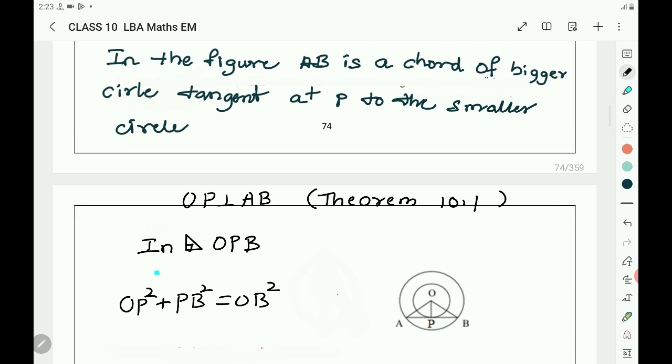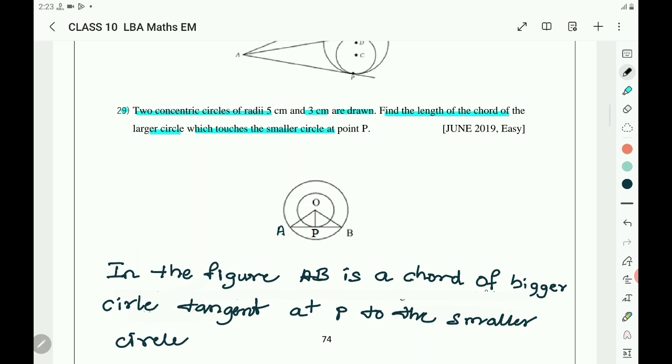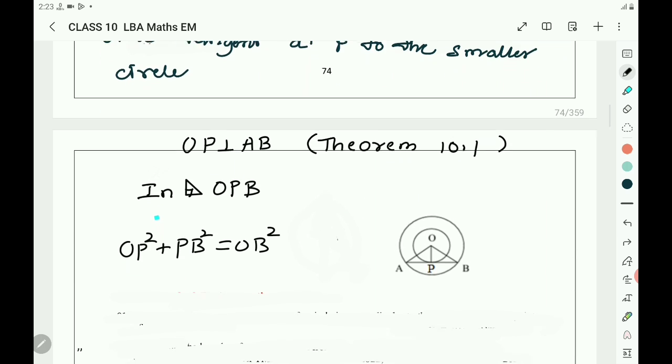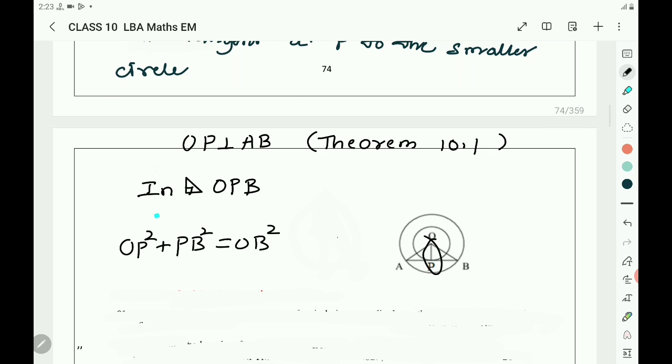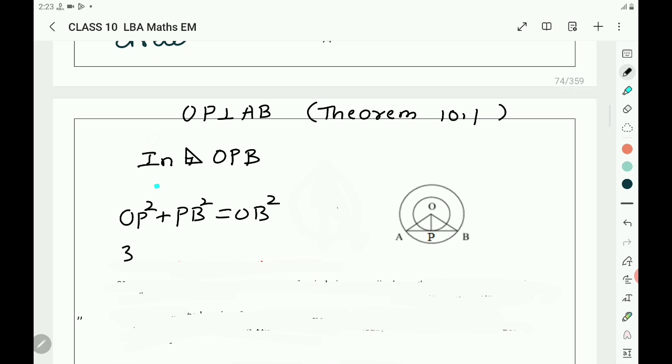Here the radius of the circle is given, that is, the radius of the bigger circle is 5 cm and the radius of the smaller circle is 3 cm. Here OP is the radius of the smaller circle and OB is the radius of the bigger circle. Then you can write OP is 3 square, that is the radius of the smaller circle. PB is to be found out, so PB square equals OB, the radius of the bigger circle, 5 square.